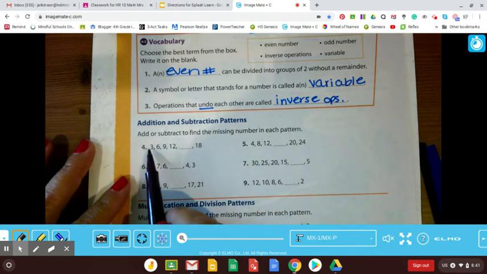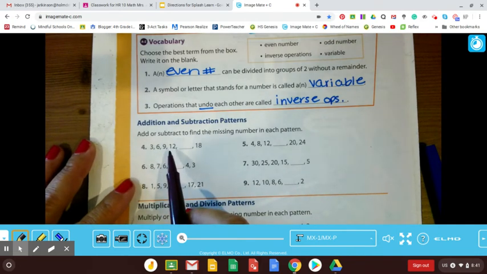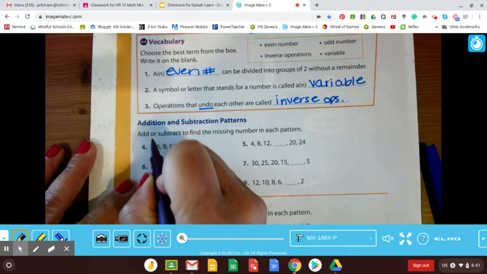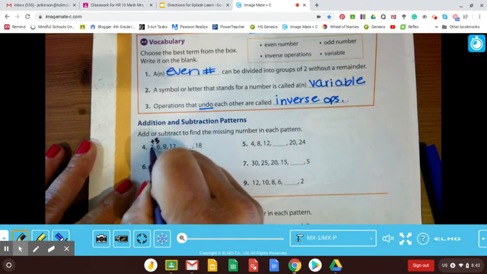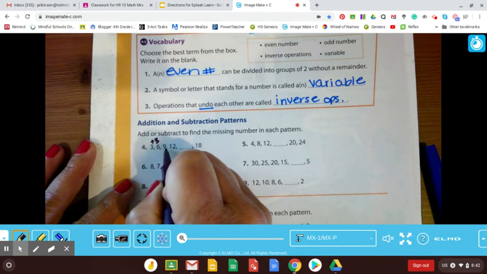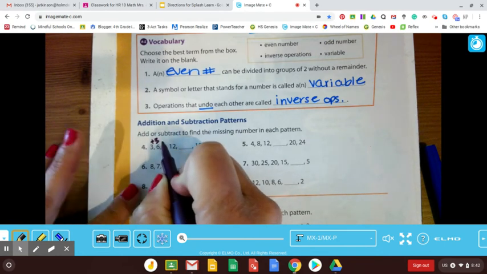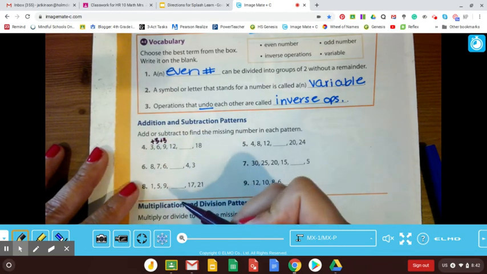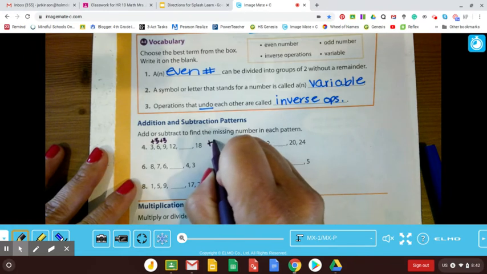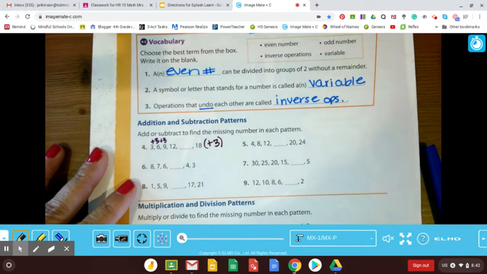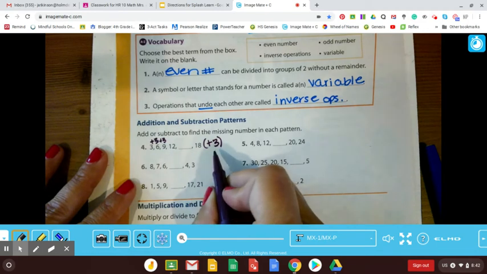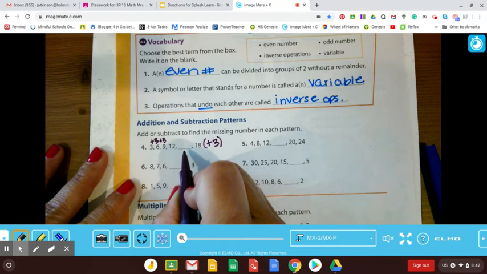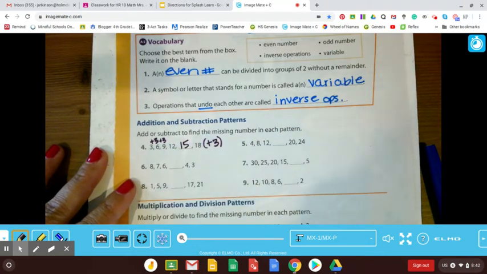So let's see. We have a 3, a 6, a 9, a 12. So 3, how am I going from 3 to 6? I'm adding 3. 3 plus 3 is 6. Then from 6 to 9, 6, 7, 8, 9, oh, I'm adding 3 again. And then from 9 to 12, I'm adding 3 again. So my pattern, or my rule, is plus 3. And so 12 plus 3 would be 15. So 15 would be that answer.